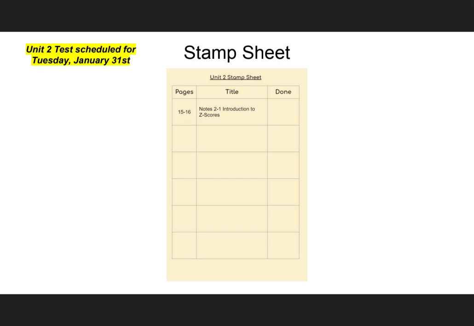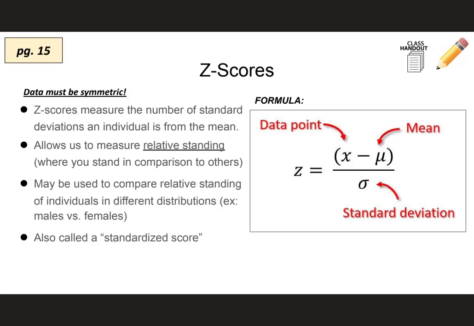All right, so here's the lesson for Introduction to Z-scores. Z-scores measure the number of standard deviations an individual is from the mean. In terms of how we calculate it, this is the Z-score formula. We have our data point, we subtract the mean and divide by the standard deviation. That's going to tell us how many standard deviations we are from the mean.